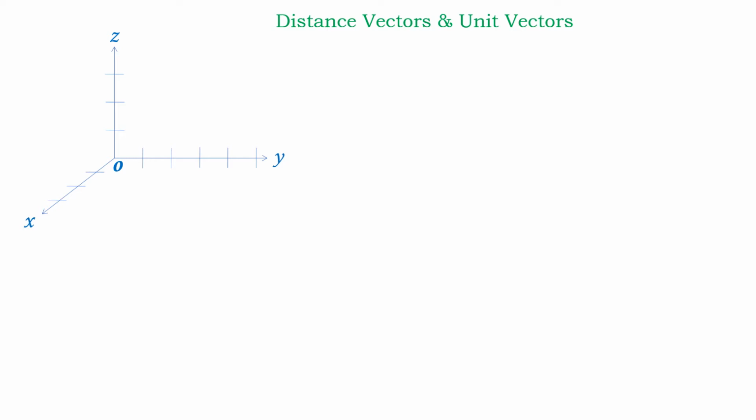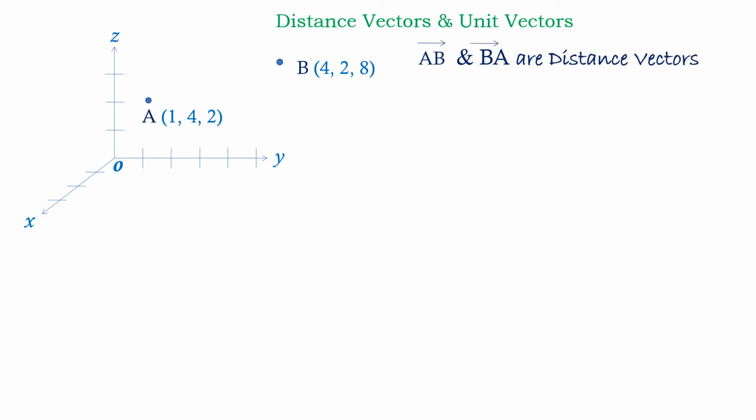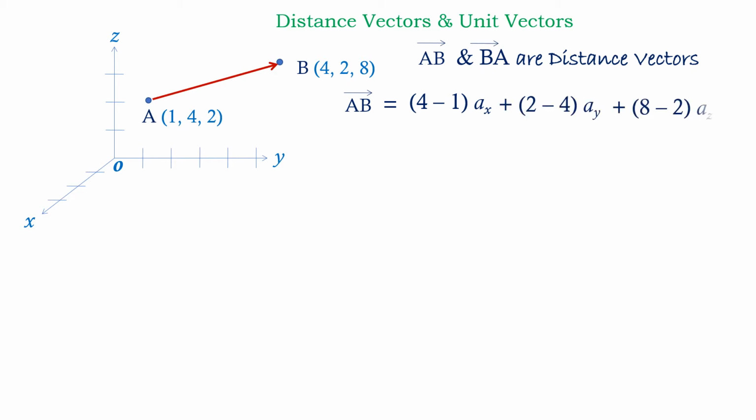We will know how to write the distance vectors and unit vectors. Let there be a point A and point B. The coordinates are given. AB bar and BA bar are the distance vectors. This is A to B. AB bar is given by 4 minus 1 ax, 2 minus 4 ay plus 8 minus 2 az. This will come as 3ax minus 2ay plus 6az.